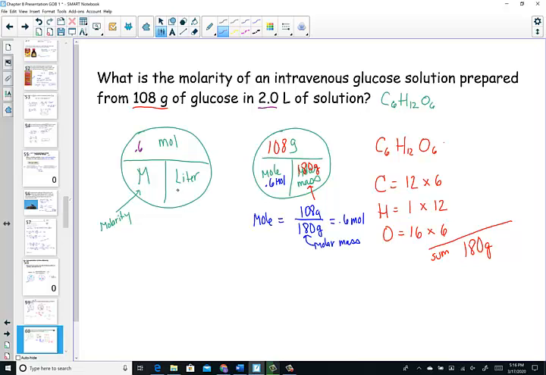We have 2 liters of solution. Let's solve for molarity. Molarity would be the 0.6 moles divided by the number of liters, divide by 2, and we would come up with a 0.3 molar solution. You would say 0.3 molar is how you read that capital M, a concentration unit of moles per liter.